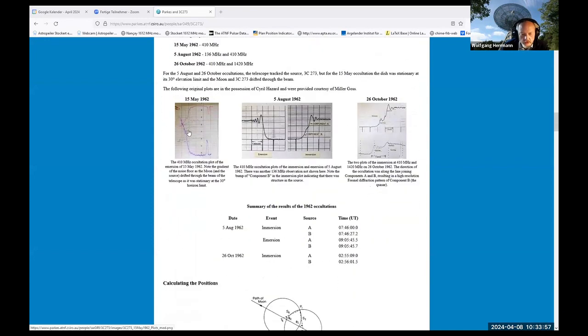This is the picture I had shown. They had some better recordings as well. By the way, that was then at 410 megahertz. Now, I would like to show you one thing. You see there is a dent here in the emission. They interpreted that as a structure within the radio galaxy, which indeed is true. These are the two jets that we now know, which is why it gives this additional dent there.